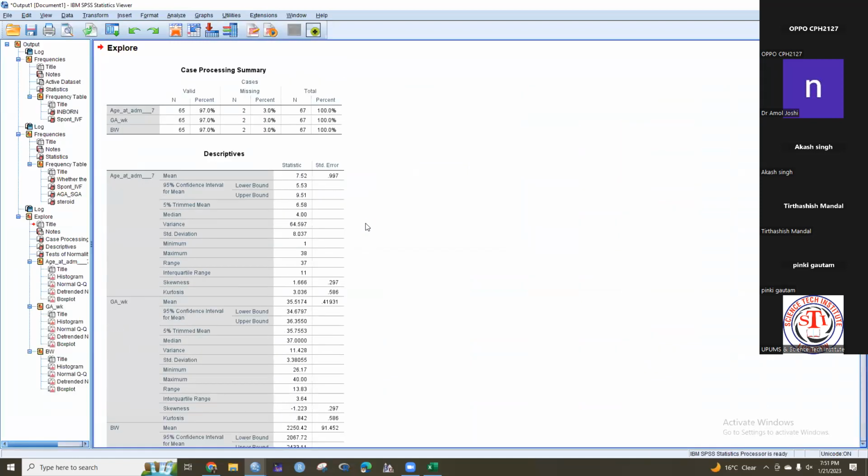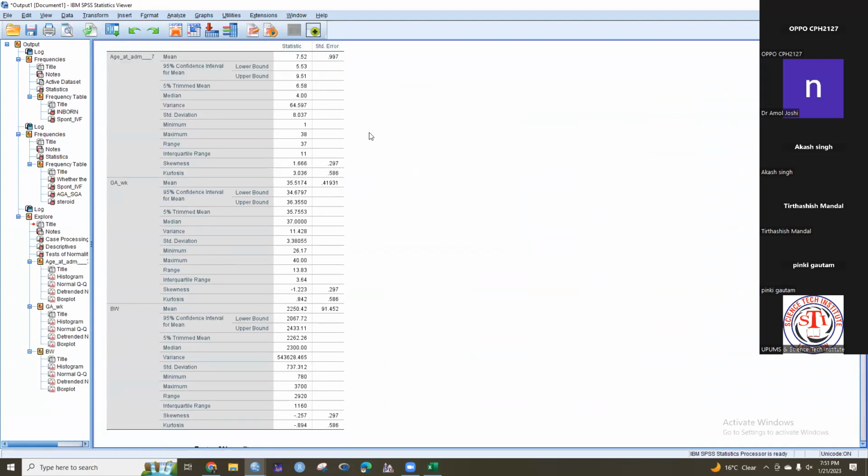So when I click OK, it is going to give all the descriptive statistics of all these three variables. You can see for age at admission, the mean is 7.52, and the median is 4 days. Now what is the range? Minimum is 1 and maximum is 38. Interquartile range is 11. Skewness is this and kurtosis is this. As I didn't discuss skewness and kurtosis, I will not go into them.